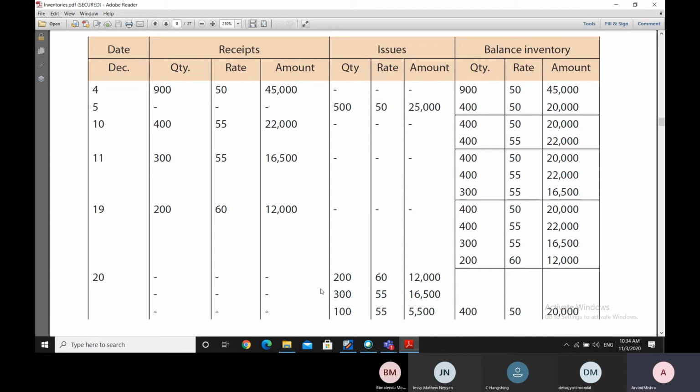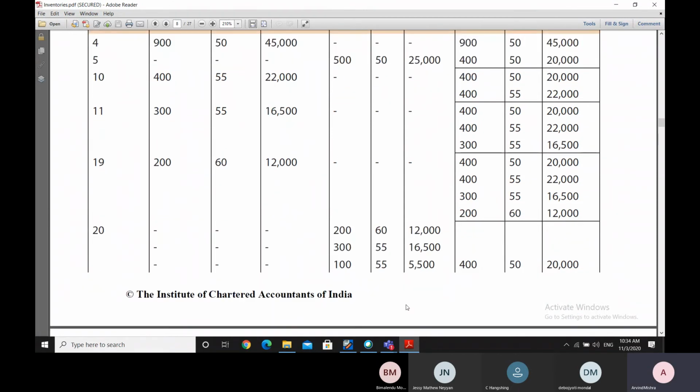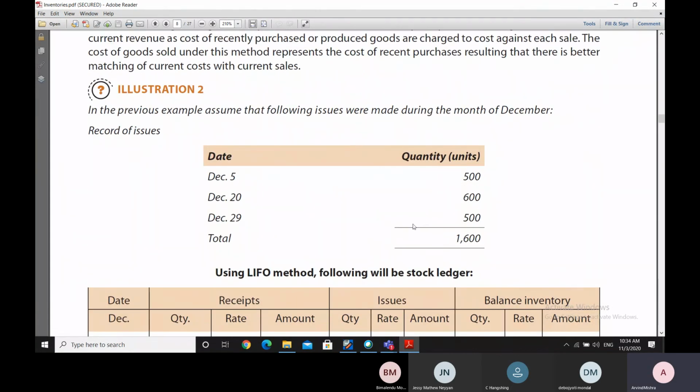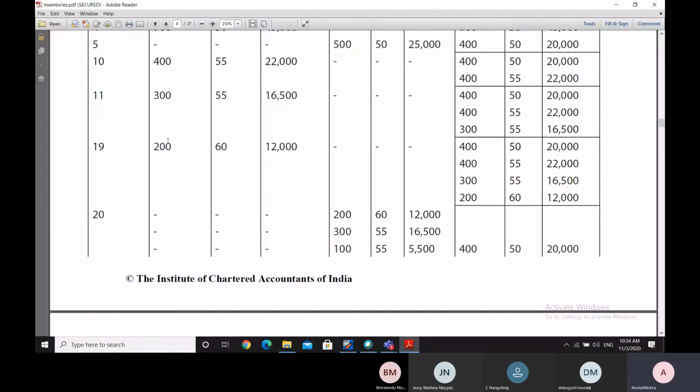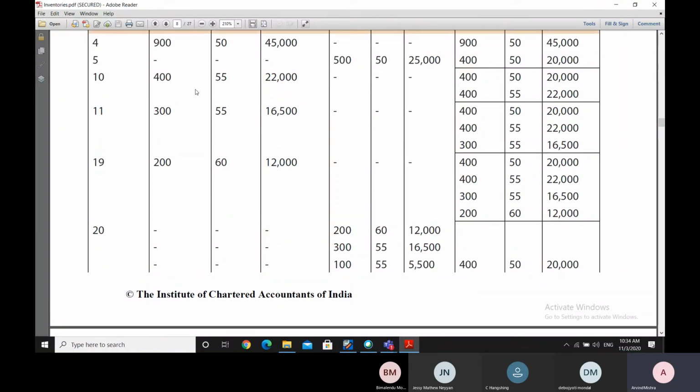After that, let us say we are issuing 300 more items. So this 200, let us say, are issued. When we are issuing 300 more items, then we are taking the rate of 55. Actually, what we have issued is here on 20th we have issued 600. So out of the 600, first we take for this 200 the 60 rate, and this 200 is over. Then for the next 300 we take the rate of 55. Then for the next 100, because total 600 have been issued, for the next 100 we take the rate of 55, which is part of this 400. So 300 more are now remaining.